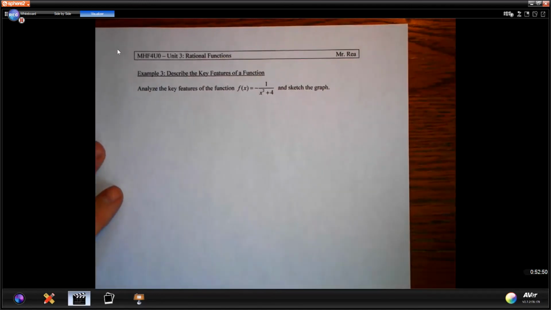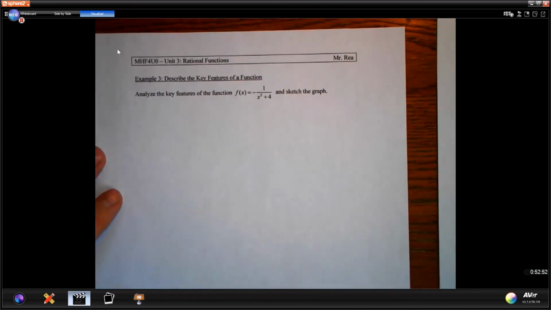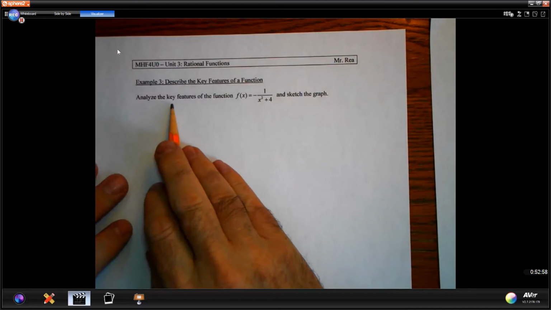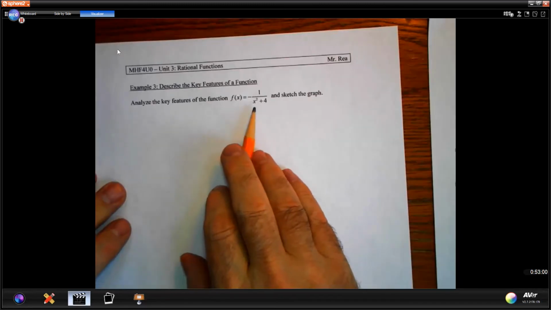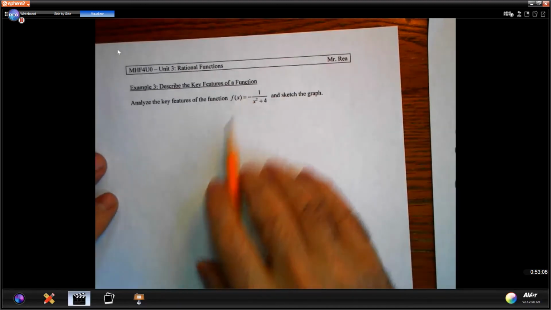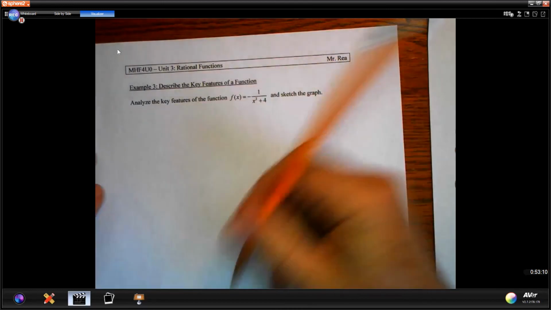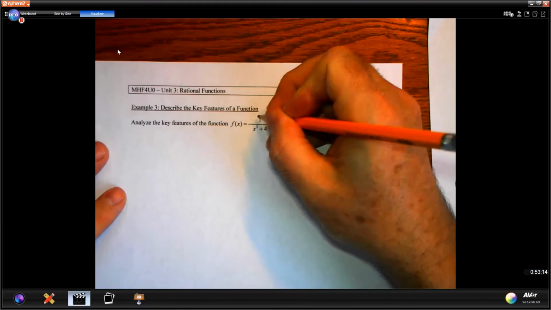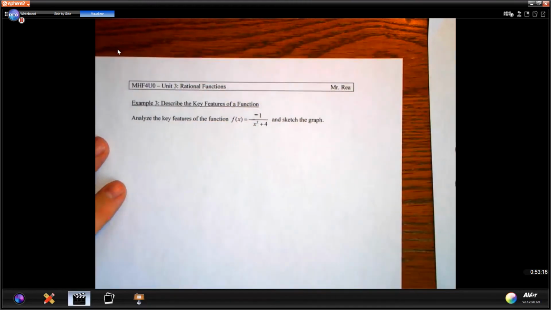Okay, one last question here. This will be a quickie. We're going to see that this question is a little different than the other ones. So analyze the key features of the function f of x equals negative 1 over x squared plus 4 and sketch the graph. Again, I unfortunately got that negative sign there. We have to remember, maybe I'll just move it up here so we notice it a bit better.